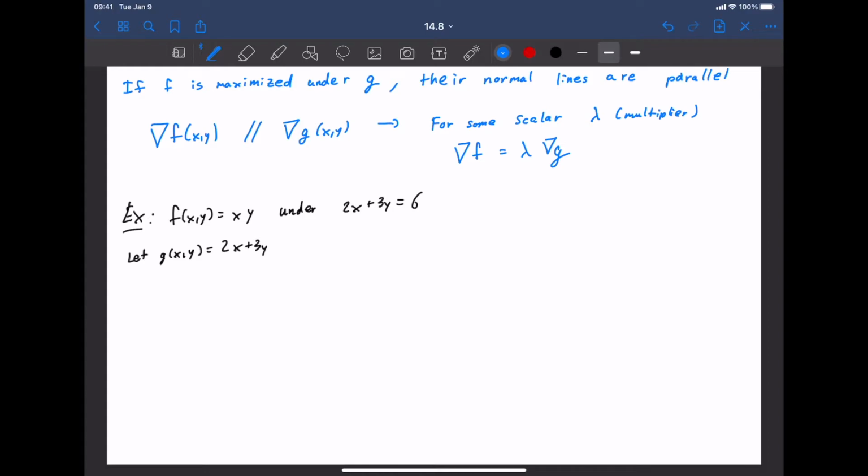Now, what is the gradient of f? And remember, this is a vector. The gradient of f would be the partial derivative with respect to x in the i direction, plus the partial derivative with respect to y in the j direction. The gradient of g, on the other hand, is going to be very easy, just 2i plus 3j.